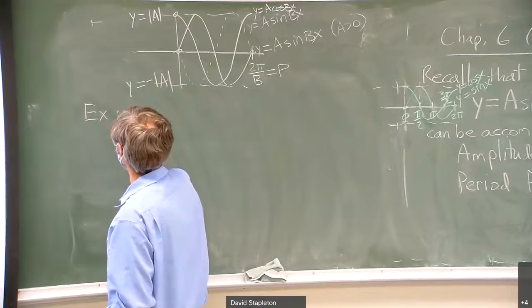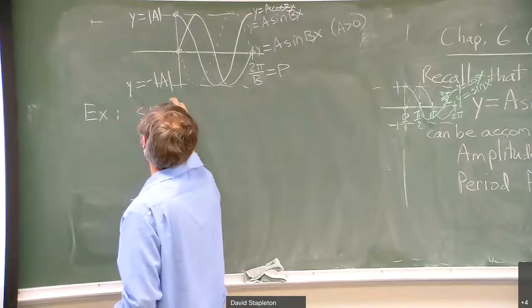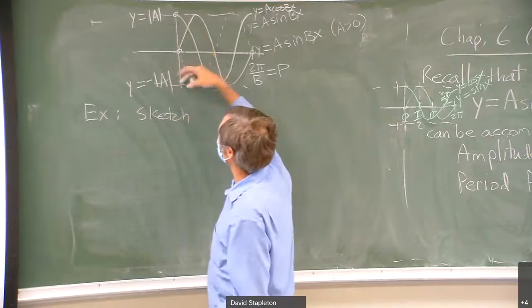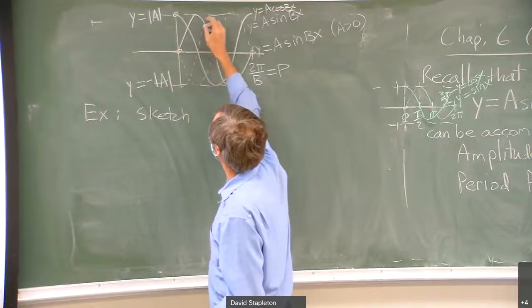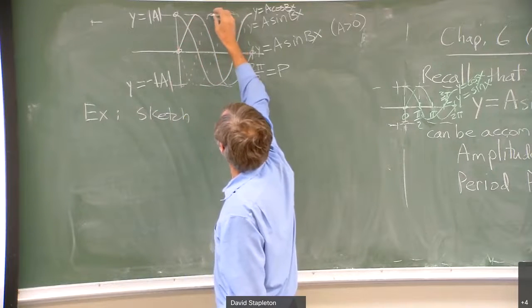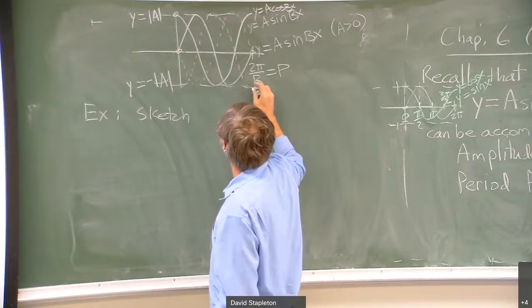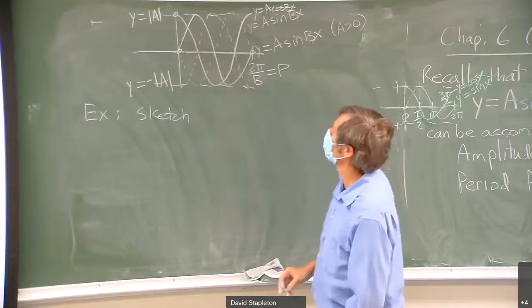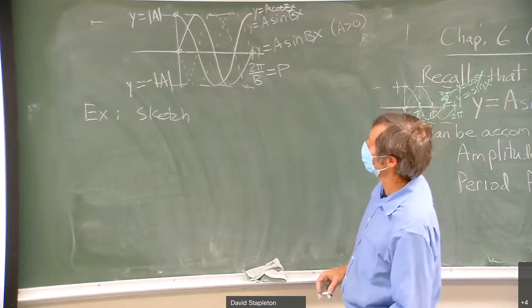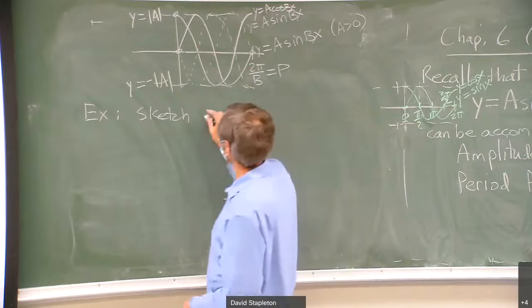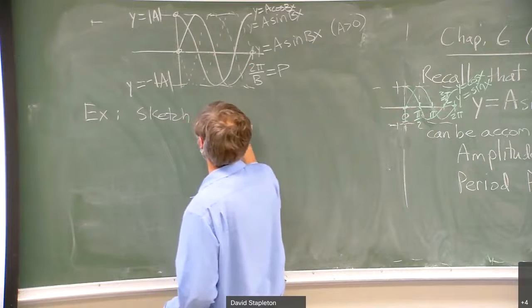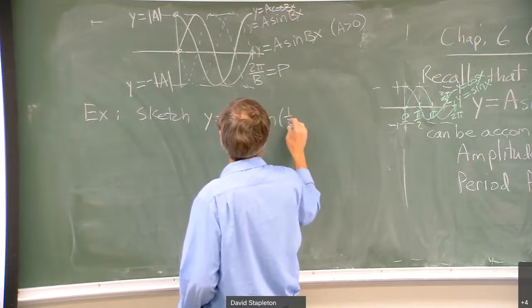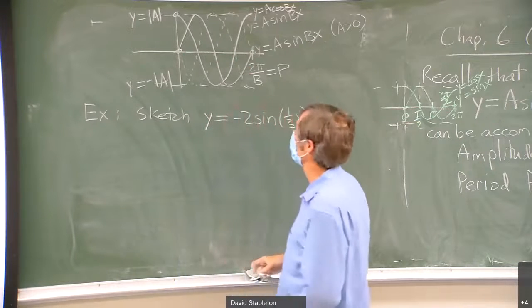For an example, suppose I wanted to sketch. And then also, I should say, if this one's flipped upside down, then you turn it upside down and it goes like this, right? So you just flip it, that's if A is negative, it looks like that. All right, so suppose I wanted to sketch y equals minus 2 sine of 1/3 x. What does that do for me?